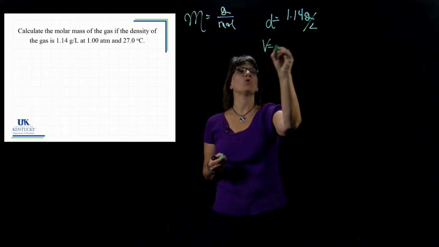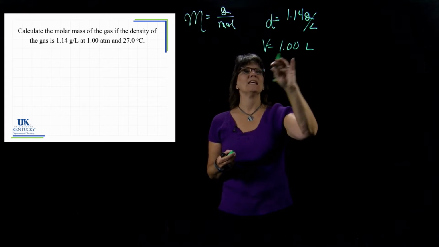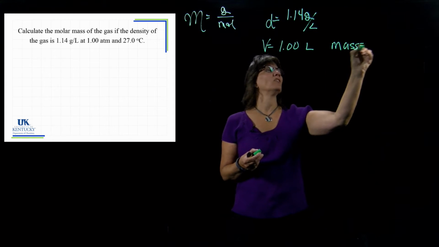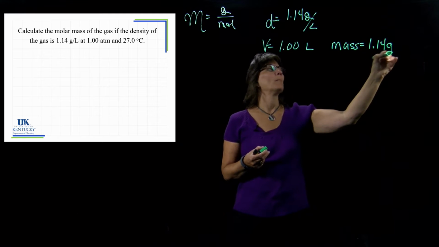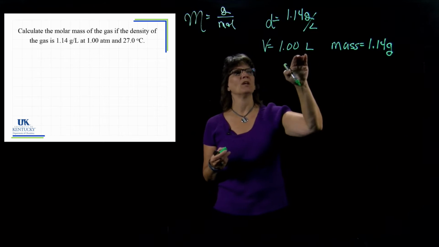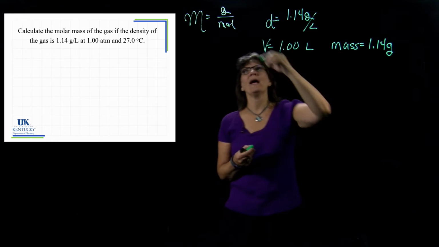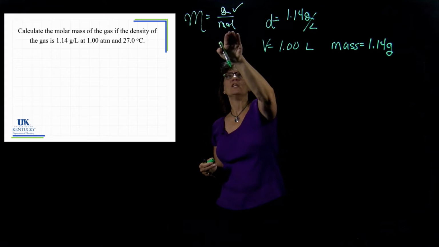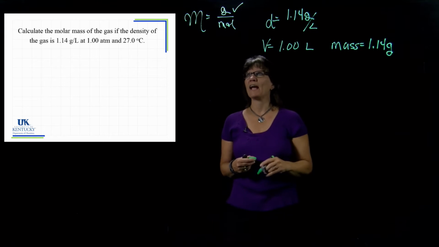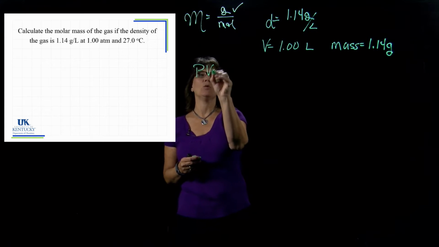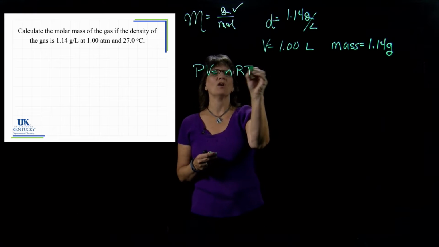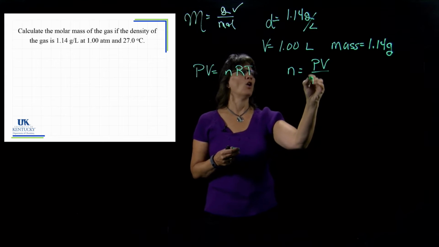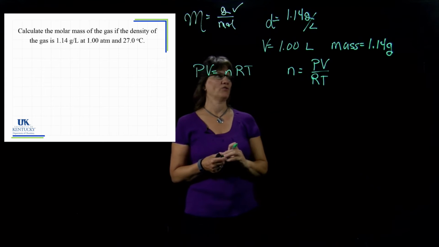So my volume is going to be 1 liter, because if my volume is 1 liter, I then will know that the mass of this gas is 1.14 grams, because I know there's 1.14 grams in every liter. As soon as I know the mass, I know the top part of this molar mass. I've got that settled. And all I need to know is the moles. Well, since it's a gas, we know that PV equals nRT, and we can solve for n. So n is equal to PV over RT.